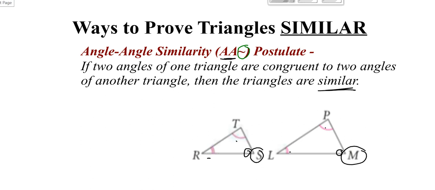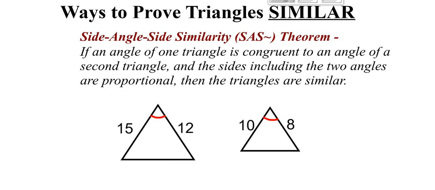Our next theorem is the side-angle-side theorem. If an angle of a triangle is congruent to an angle in the second triangle, and the sides including the two angles are proportional, then the triangles are similar. Notice the sides don't need to be congruent now with similarity. They need to be proportional. When we think about proportional, we should think of fractions.